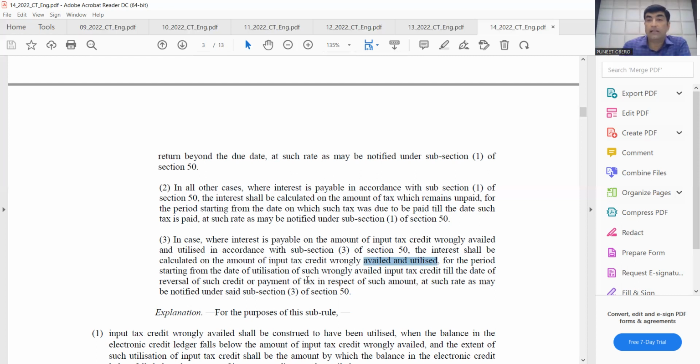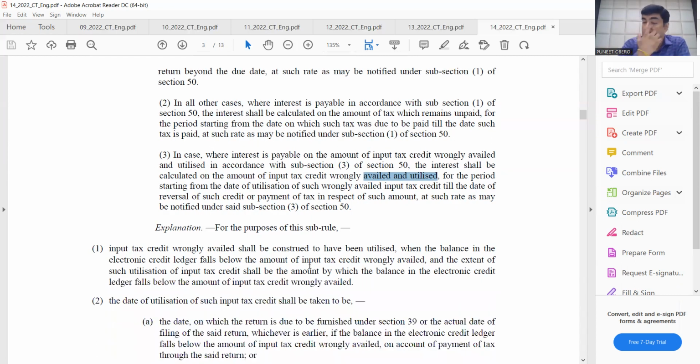So there are different ways of calculating that, which have been prescribed. In case, on the date on which there is the debit, you are not utilizing it and the credit balance is sufficiently available in the electronic credit ledger, then it will be deemed that it has not been utilized. So if the amount which has been wrongly availed is, suppose, 50 rupees, right? And the amount available in your electronic credit ledger is 51 rupees. So it will be presumed that that 51 rupees balance in the electronic credit ledger also consists of that 50 rupees which was wrongly availed and that has not yet been utilized.